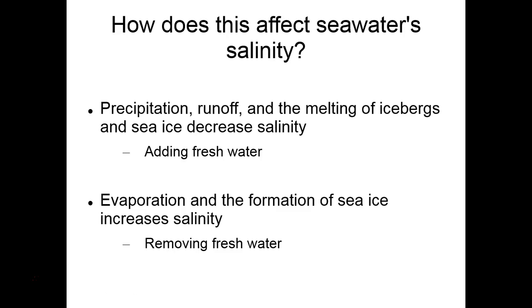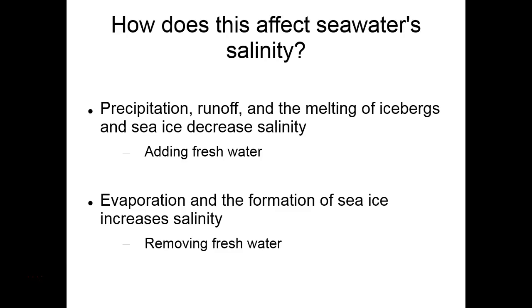Okay, so how would this water cycle, this movement of water through our planet, affect the seawater's salinity at a given location? If you have rain, precipitation, if you have runoff, which is fresh water from land running into the ocean, if you have melting of icebergs, which means you have ice floating in the water, or you have ice on land melting and going into the ocean, all of those processes, because they're adding fresh water, decrease the salinity in that area.